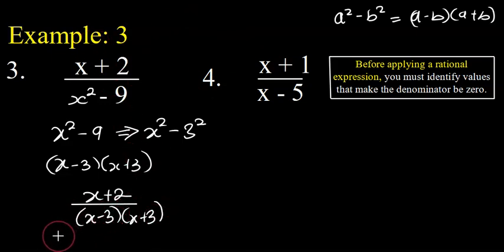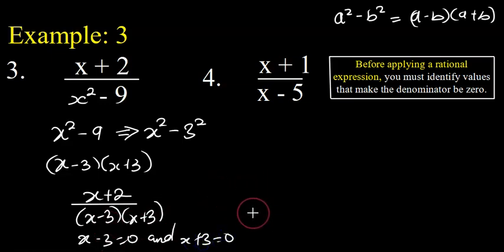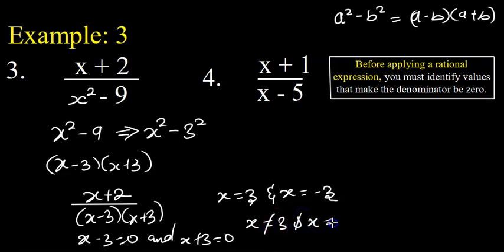Consider here that x minus 3 and x plus 3, we're going to equate them both to 0. So x minus 3 is equal to 0 and x plus 3 must be equal to 0. This means that x is equal to 3 and x is equal to minus 3. So the two values that x must not be equal to are 3 and minus 3. This is the solution to this question, finding the boundary condition.